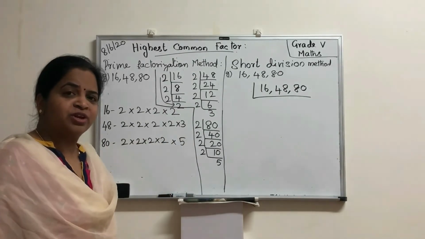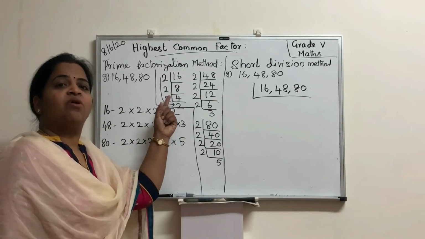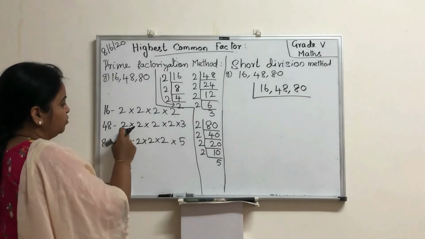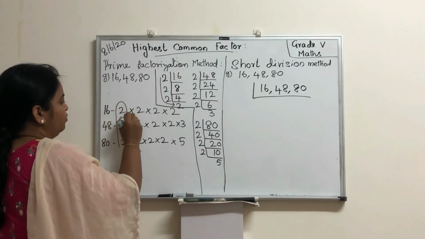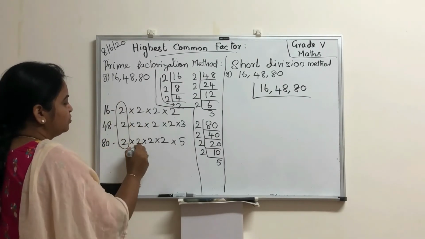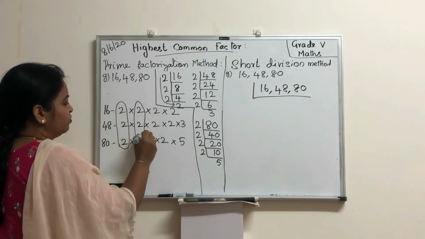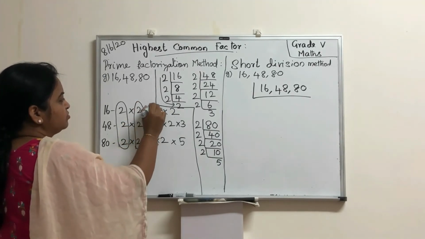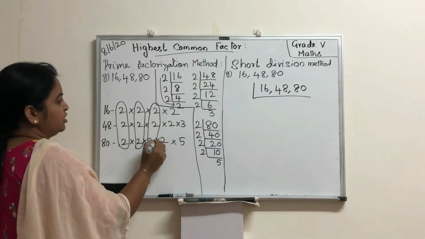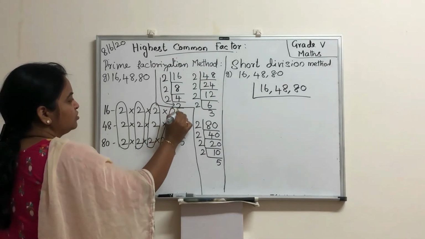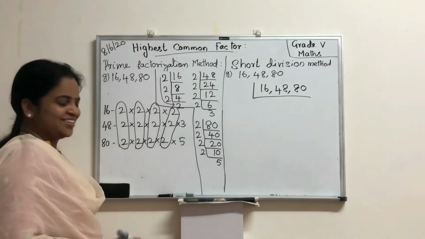Now we are going to write the common factors of all the numbers. So here 2 2 2 2, we will take. Here also 2 2 2 2, we will take. We will take these 2s. So many 2s are here, right?